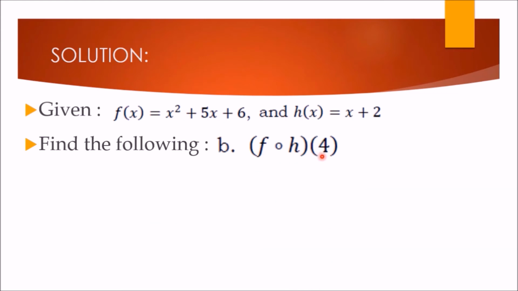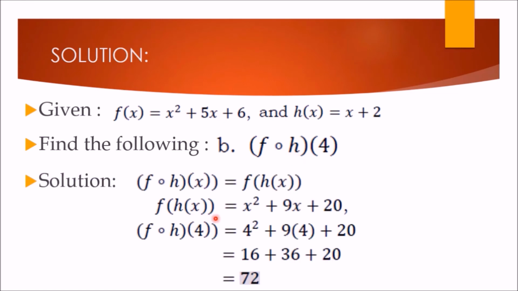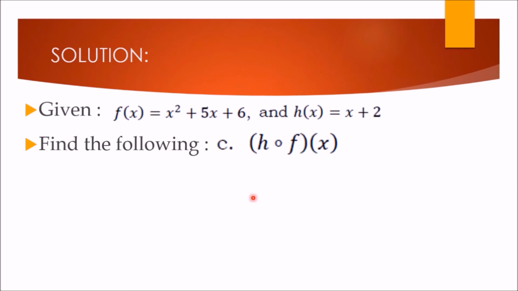You are asked for the specific value when your x is 4 in the composition function f of h of x. We solved this earlier. You have 4 squared plus 9 times 4 plus 20. You're changing x to 4. Okay, 4 squared is 16, 9 times 4 is 36, and 20. You add it all, 70, that is your answer.